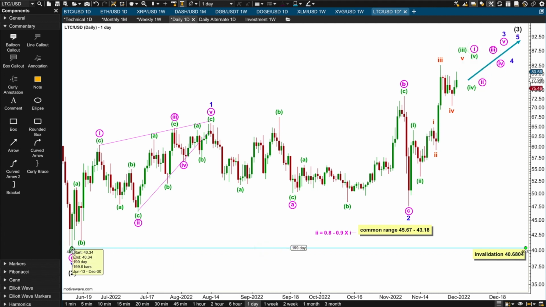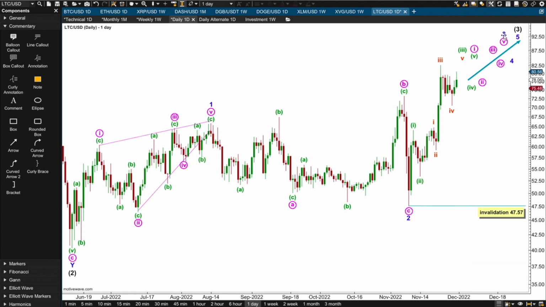So the invalidation point needs to be moved to here on the daily chart level. So this is a short-term invalidation point, 47.57. Because within minor wave 3, when minute wave 2 arrives, it may not move beyond the start of minute wave 1. So I'm using Elliott wave rules to identify at which price point my Elliott wave count would be wrong, because the price point would be breached. So that's my conclusion for Litecoin from an Elliott wave perspective.